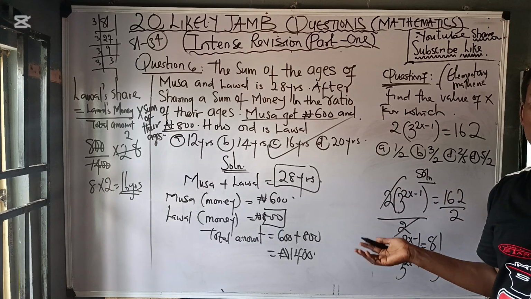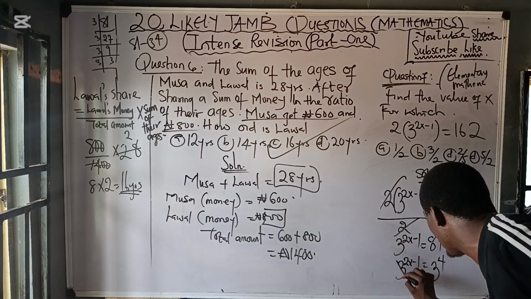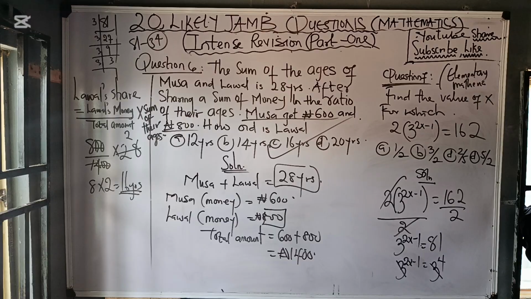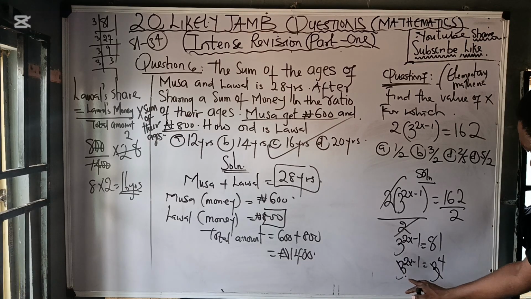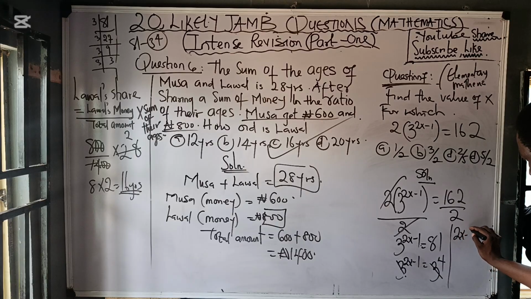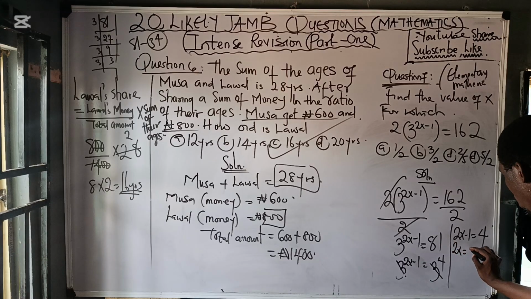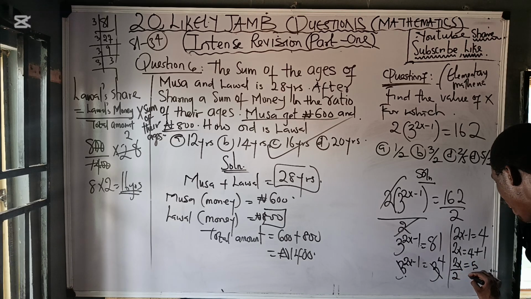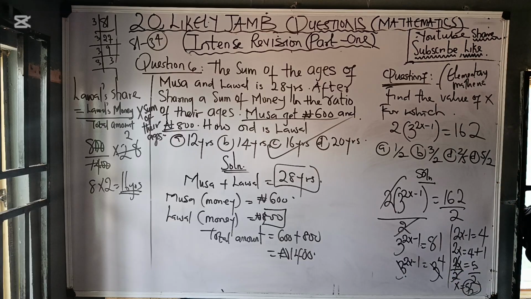According to the laws of exponential equation, I can use this to cancel this. Are we together? Yes. So if I use this to cancel this, I will have, watch carefully please, 2x minus 1 equals 4. Then because I'm looking for x, I can collect like terms. So 2x equals 4 plus 1. Now, 2x equals 5. Divide both sides by 2. This cancels this. x is 5 over 2. So the answer is 5 over 2.